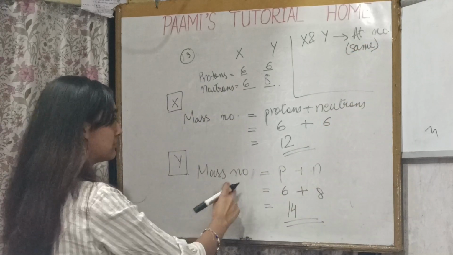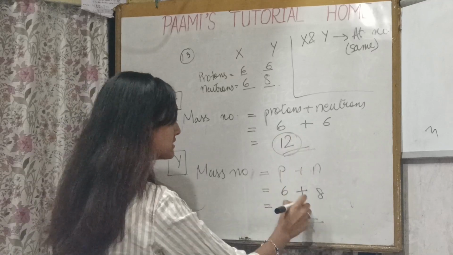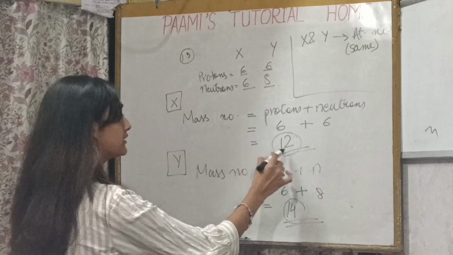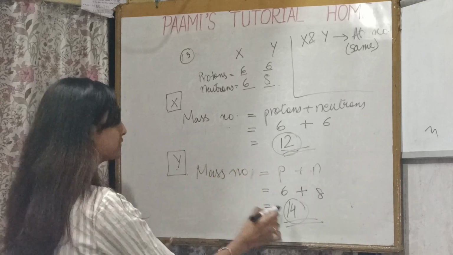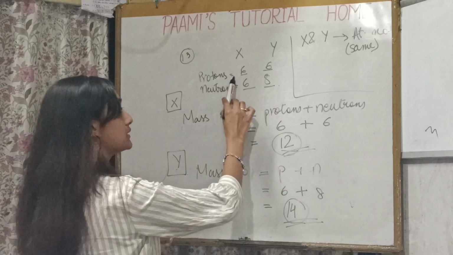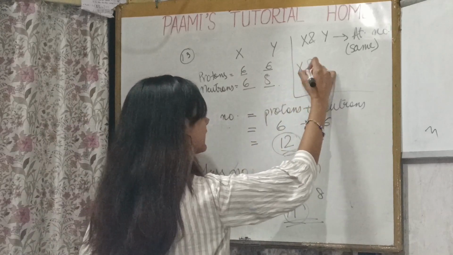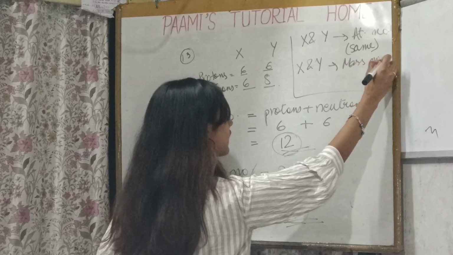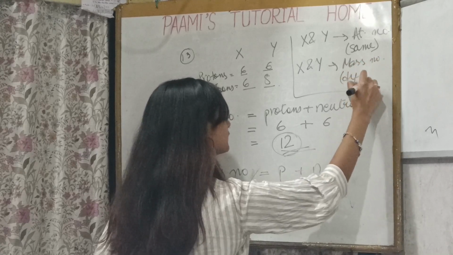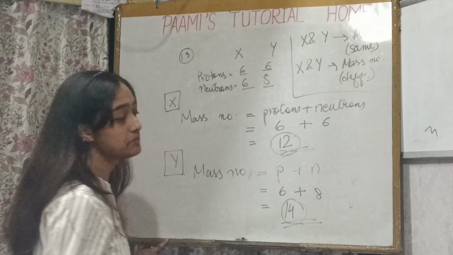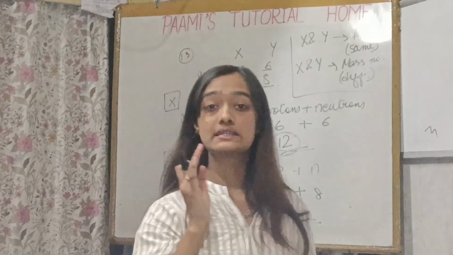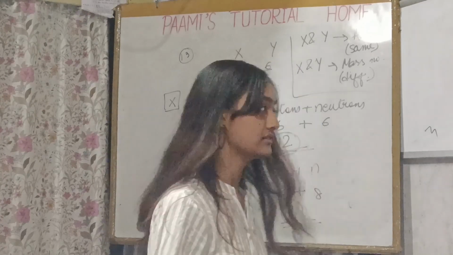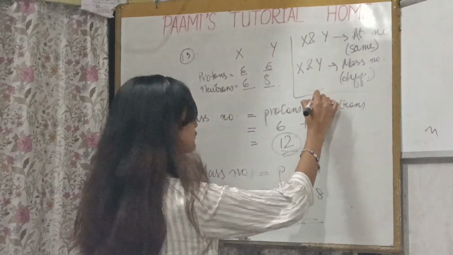After calculating the mass, we find that their mass is different. Correct? Mass number for X we found it to be 12. Mass number for Y we found it to be 14. But their atomic number is the same. So X and Y have got mass number different. So what can we say? What's the relation between both? What did we see? Same atomic number, different mass number. So what are they? Isotopes. Correct. Weren't they isotopes?